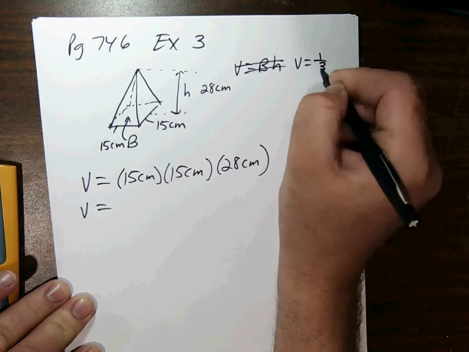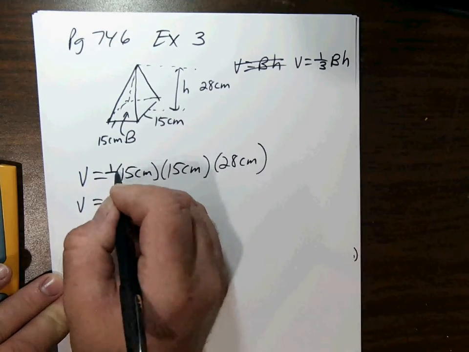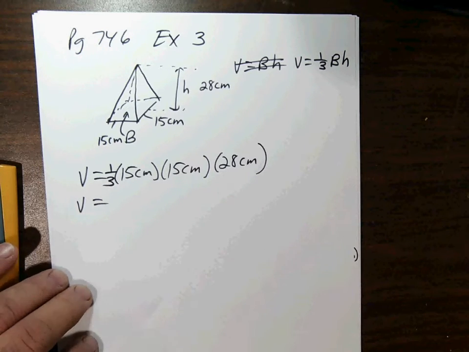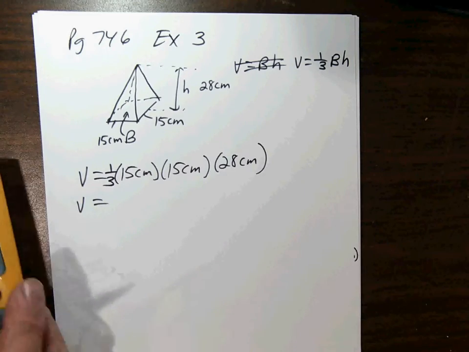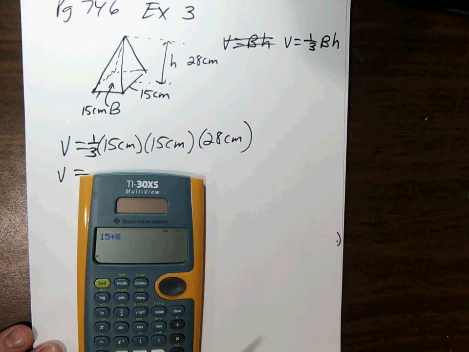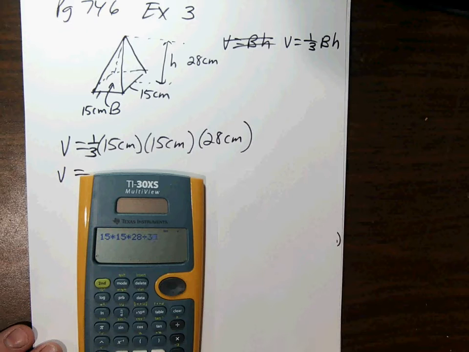It's 1/3 base times height. You probably caught that and said, "Hey, dummy, you forgot your 1/3," and I appreciate you catching that. Sorry about that. It's 1/3 base times height for a cone or a pyramid shape like this. So when you multiply 1/3, which really means divide by 3, if I were crunching this, I wouldn't necessarily type in 1/3. I would type in 15 times 15 times 28, but then I would divide by 3. That's the easy way to do it.